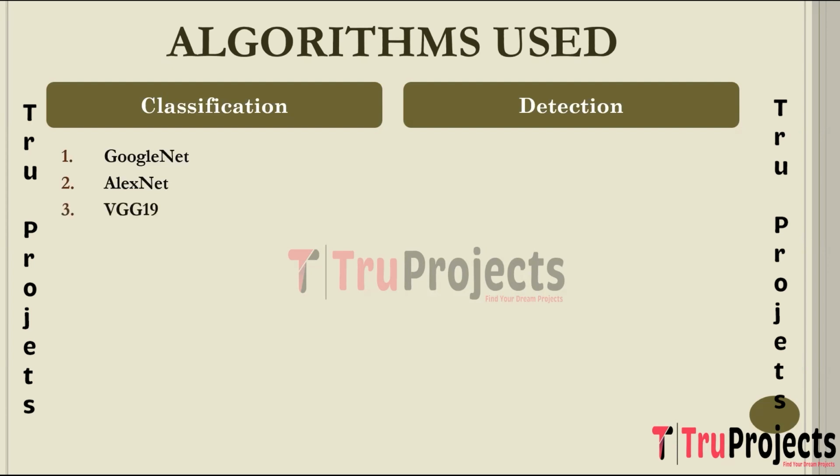The next one is VGG19. VGG19 is part of visual geometry group architecture known for its simplicity. It has 19 layers, including convolutional layers with small size kernels and max pooling layers. VGG19 is chosen for its straightforward architecture, making it easy to understand and implement. It performs well in image classification tasks due to its deep architecture and small convolutional kernels.